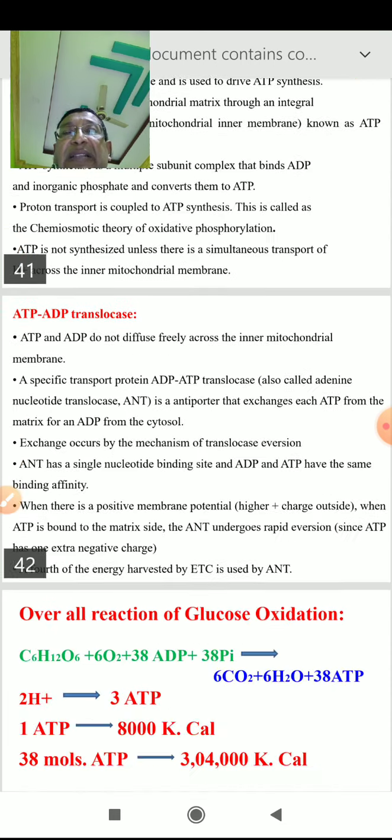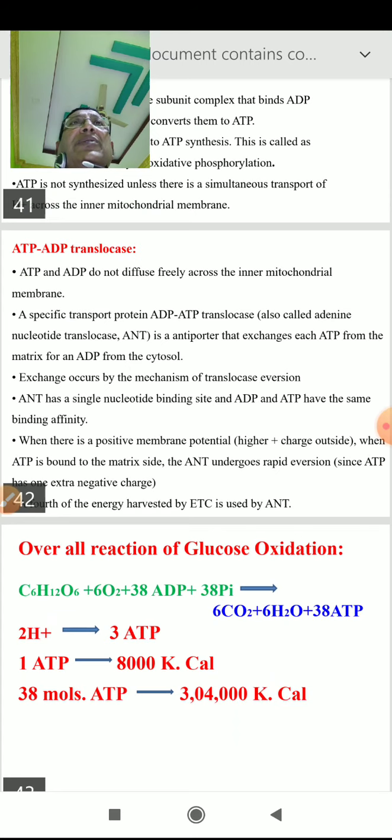In my next slides, I would like to show the ATP and ADP translocase. ATP and ADP do not diffuse freely across the inner mitochondrial membrane. A specific transport protein, ADP plus ATP translocase, is an antiporter that exchanges each ATP from the matrix for an ADP from the cytosol. Exchange occurs by the mechanism of the translocase eversion.